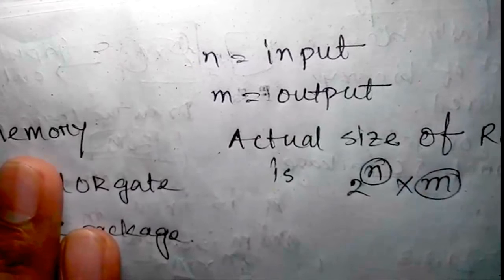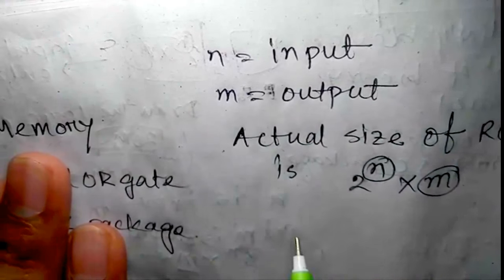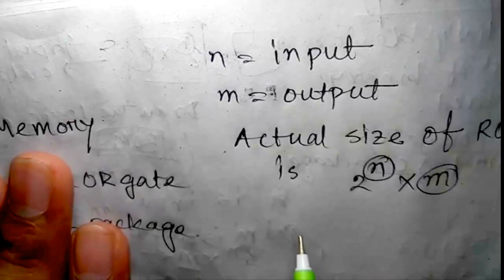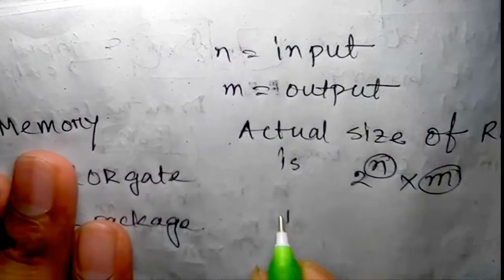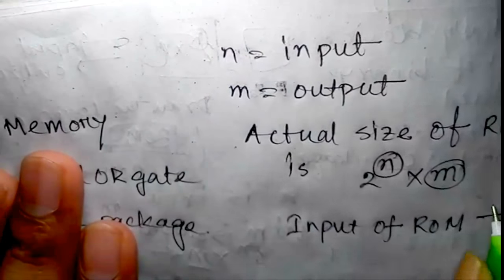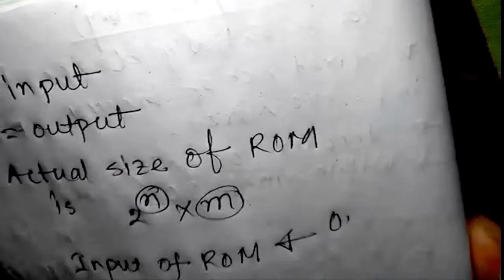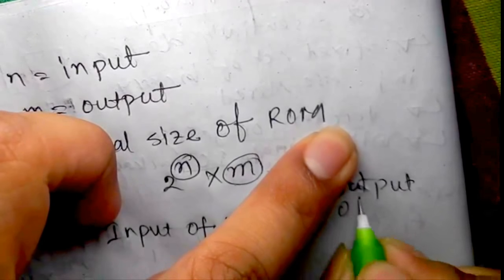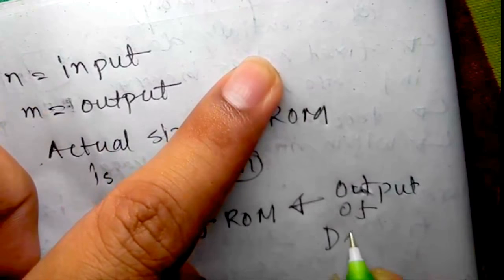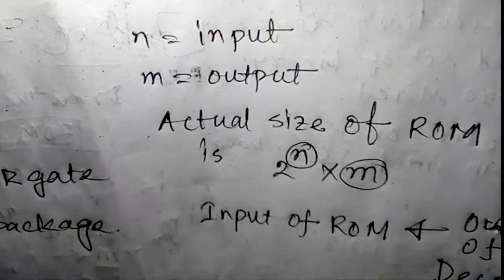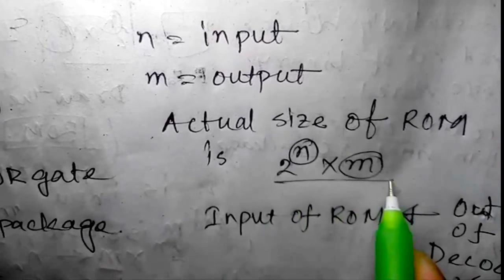And we must remember that the input of this ROM is the output of the decoder. I again repeat that the input of ROM is the output of decoder. So the ROM size will be 2 to the power n into m.